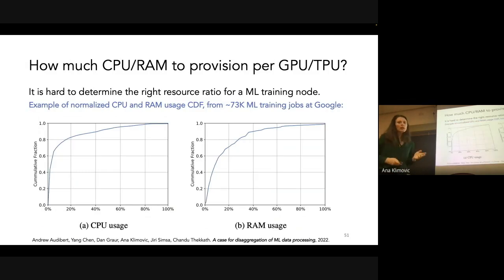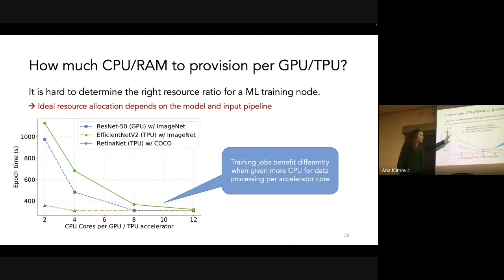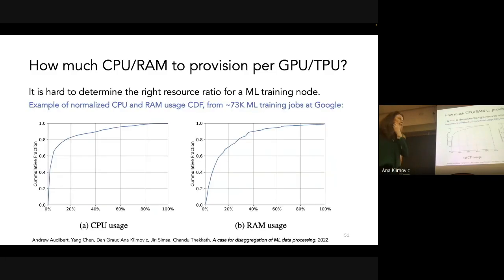We also, so this was for benchmark open source workloads and data sets. We were also curious to what extent this is true inside, for example, at Google with machine learning training jobs in practice. So this was a study we did with 73,000 machine learning training jobs at Google. And we plotted the distribution of CPU usage and memory usage on training hosts. Okay, so this is usage, not utilization.